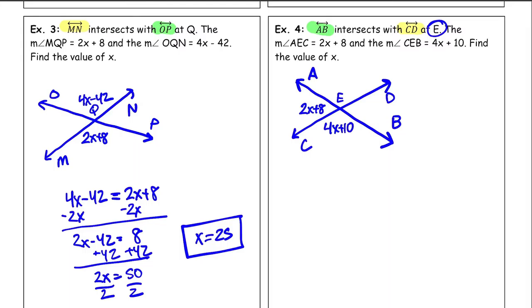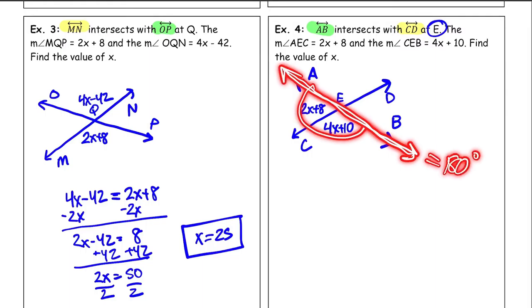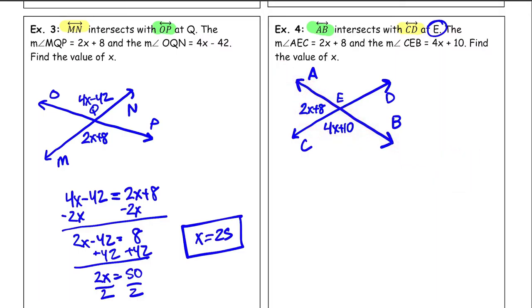Again, yours might be in a different location, but they should be in the same position relative to each other. So what I mean by that, if you notice mine, are next to each other, what we call adjacent angles. So yours should be adjacent to each other and form a straight line. See how these two form a straight line? So anytime that happens, I know they add up to 180 degrees. My equation, therefore, would be 2x plus 8 plus 4x plus 10 equals 180 degrees.